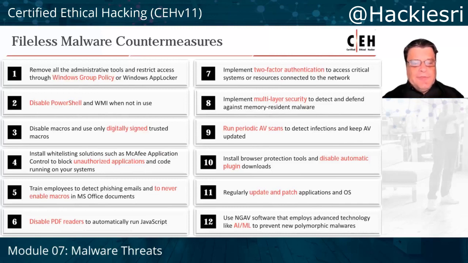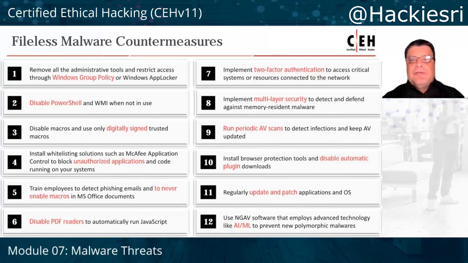On this point, of course, it might be challenging to train employees to detect phishing emails, because employees may not be quite compliant, and also phishing emails are getting more and more difficult to notice or detect. Next, you can disable PDF readers from automatically running JavaScript, and by default they do. Implement two-factor authentication to access critical systems or resources connected to the network.